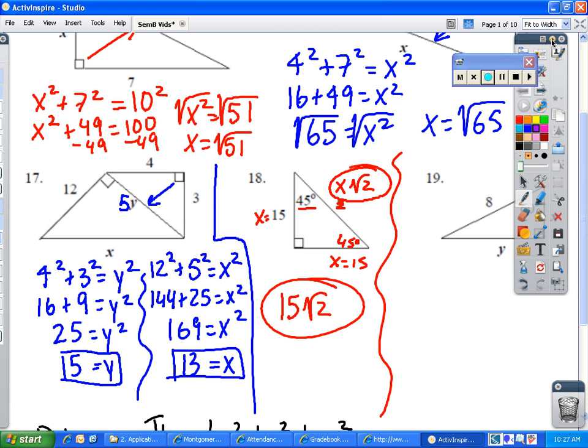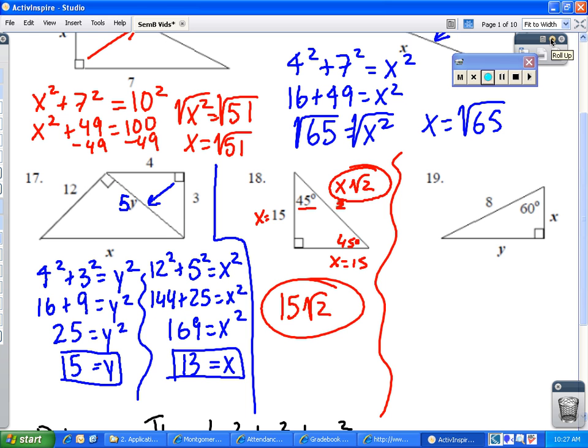Okay, moving on, looking at number 19. This one's different as well because of this 60-degree angle. A 60-degree angle informs me that it's a special right triangle. And we had labeled the sides opposite the 30-degree angle, we had labeled it x. It's already labeled x, thankfully. Opposite the 90-degree angle, we'd labeled this 2x. And opposite the 60-degree angle, we'd labeled that x root 3.